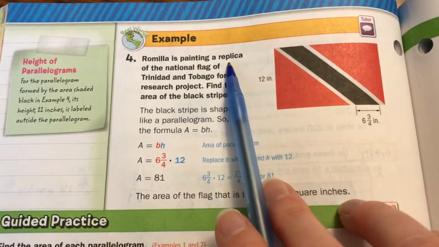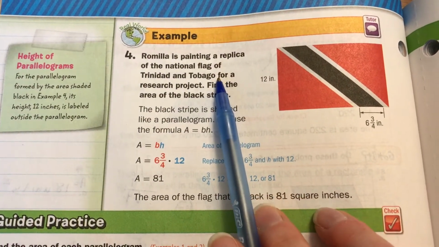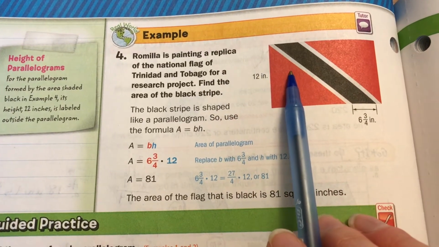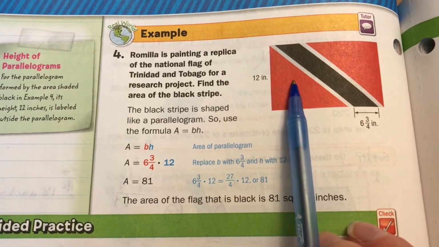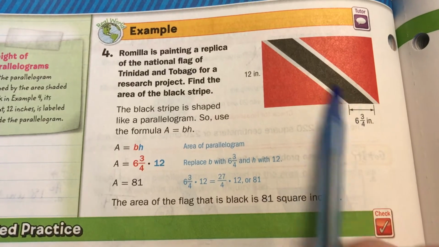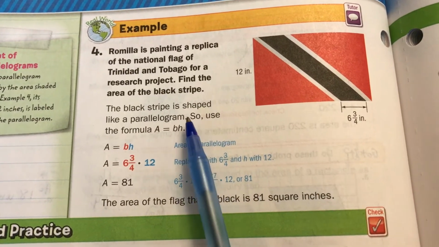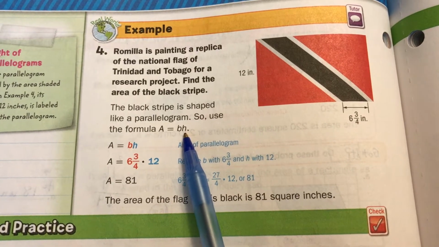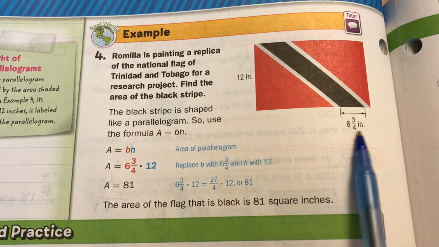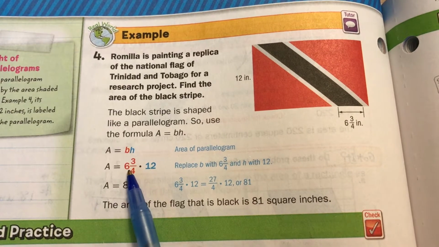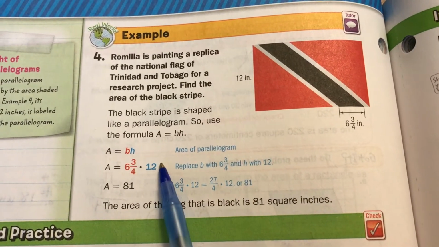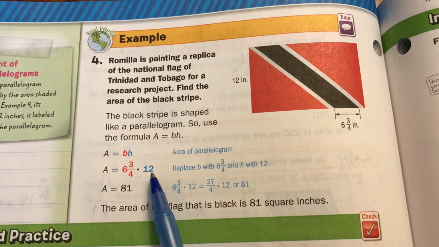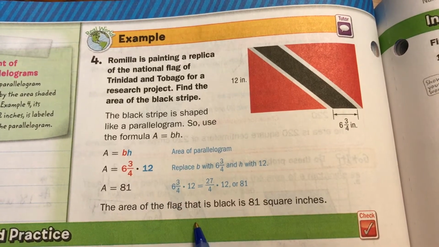So let's look here. Ramilla is painting a replica of the national flag of Trinidad and Tobago for a research project. Find the area of the black stripe. So the black stripe is shaped like a parallelogram. We use area equals base times height. So our base is 6 3/4 inches. There you go, plugging it in. The height is 12 inches. And now we have to do 6 3/4 times 12.